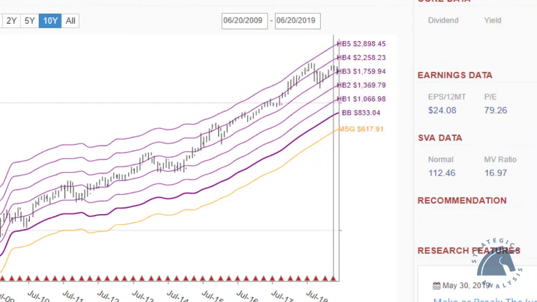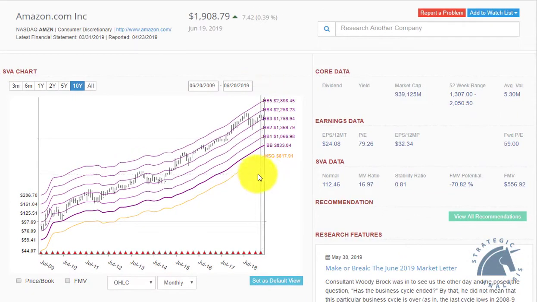But the fair market value, look where it is, $556. That's 71% lower than the current price, would take you down somewhere like this. So yes, we're willing to stay with it as long as it stays in that nice range between HB3 and 4. But we are also very wary that something could change.